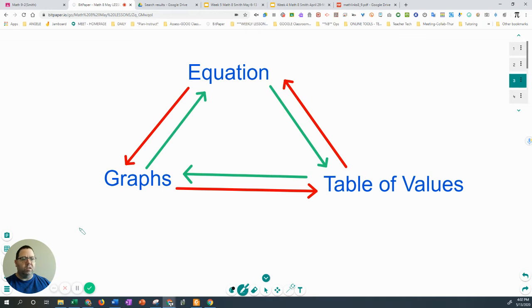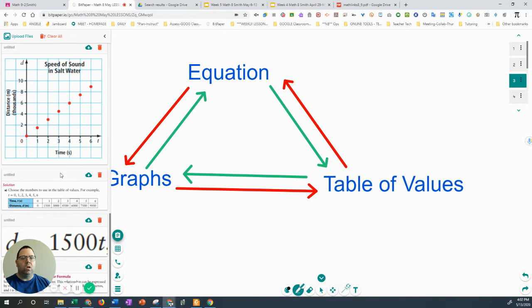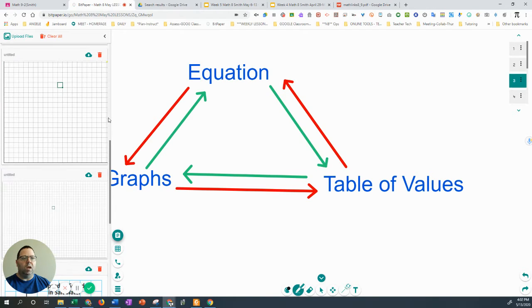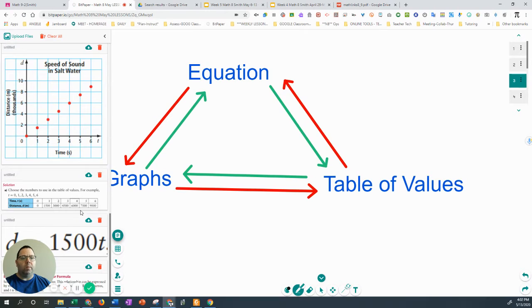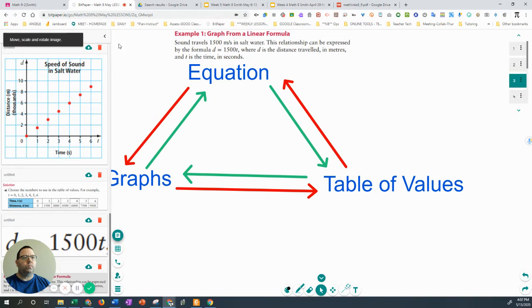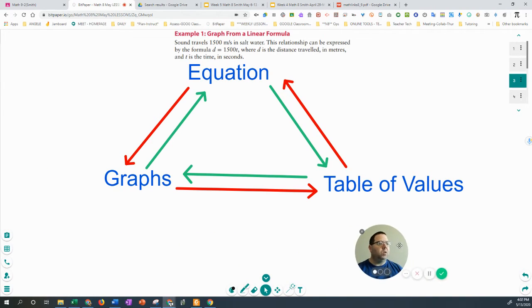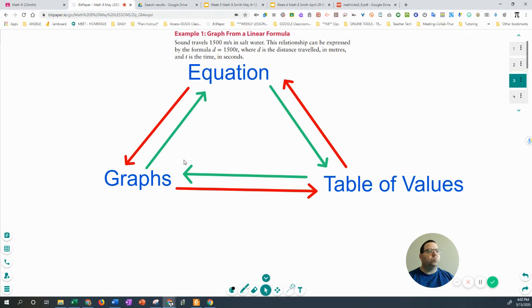So I'm going to put down this pen, and I'm going to grab an example here. So I wanted to start with the problem. Okay, so here we go. I took this from the textbook, and this says, example 1, sound travels 1,500 meters in salt water. This relationship can be expressed by the formula D is equal to 1,500T. Formula is the same thing as an equation.